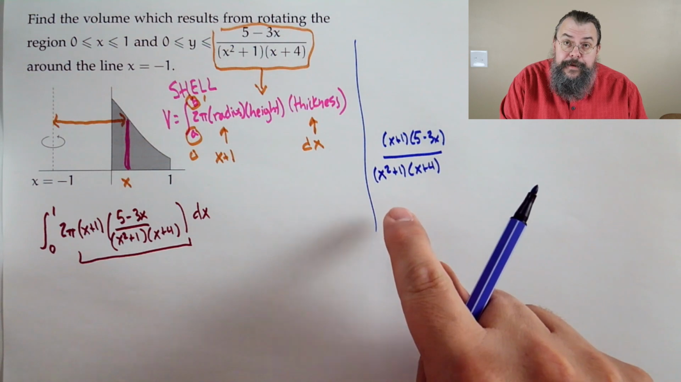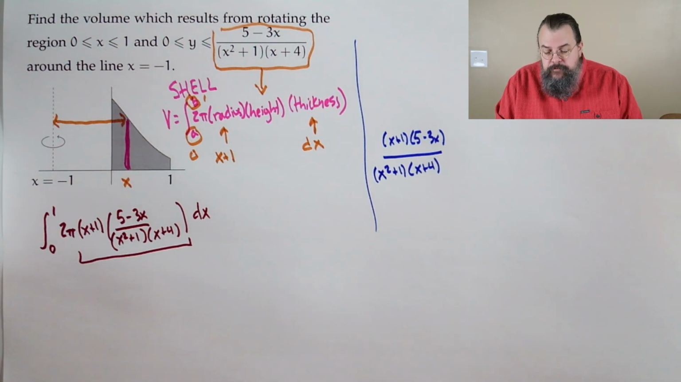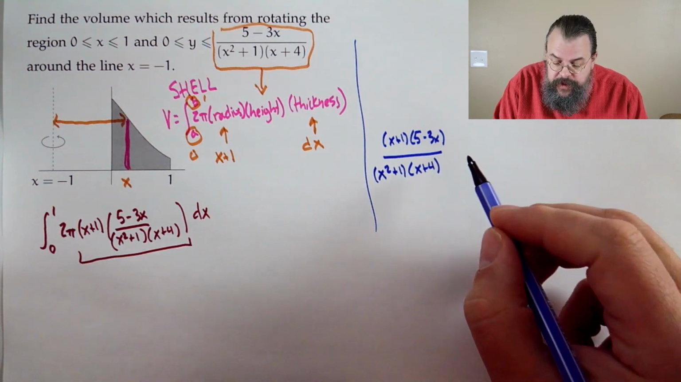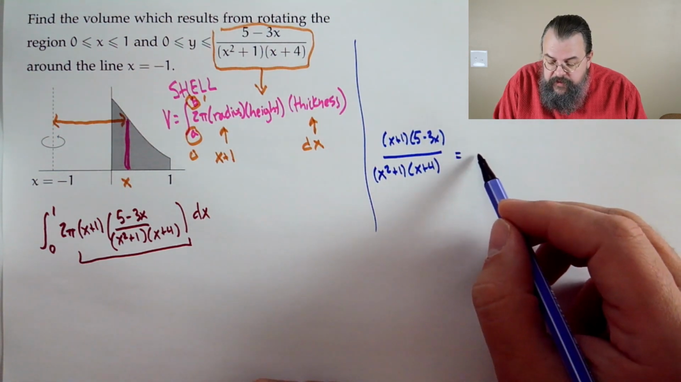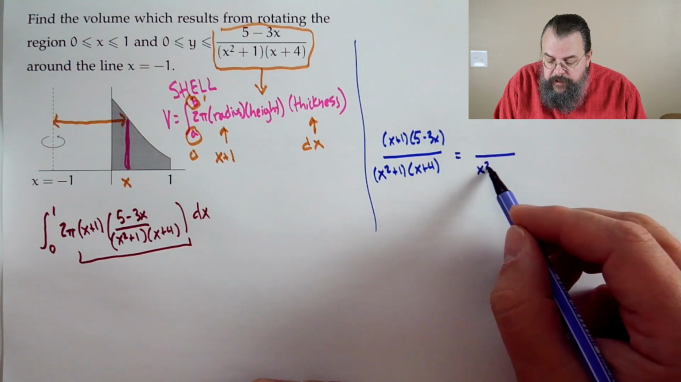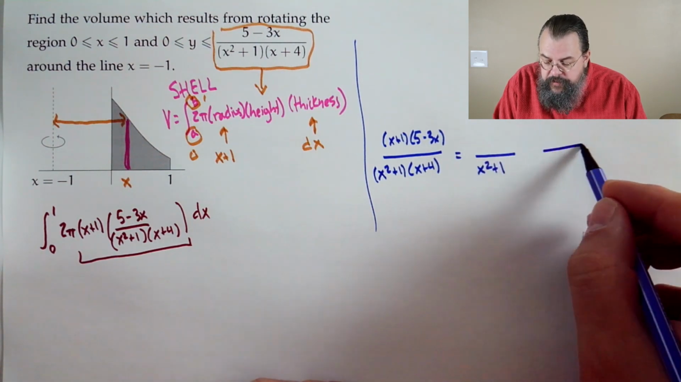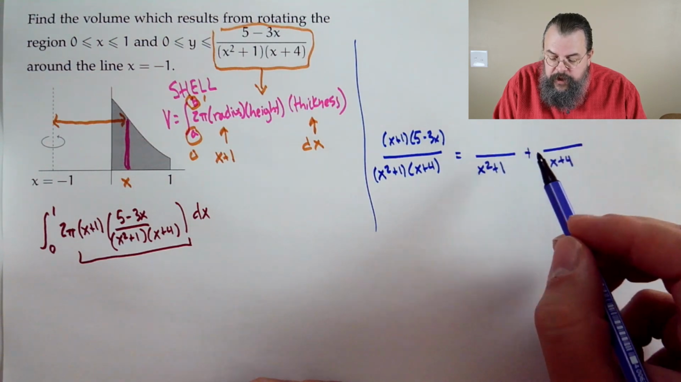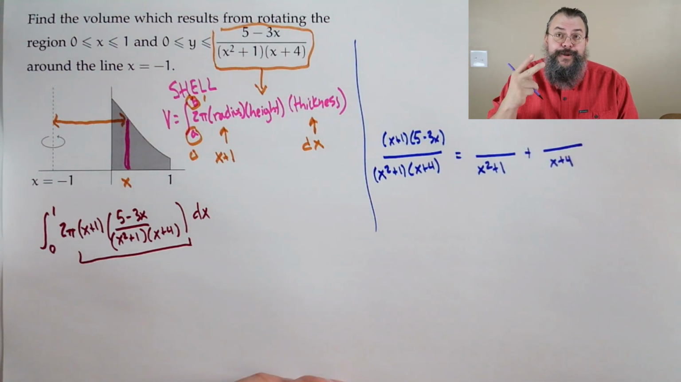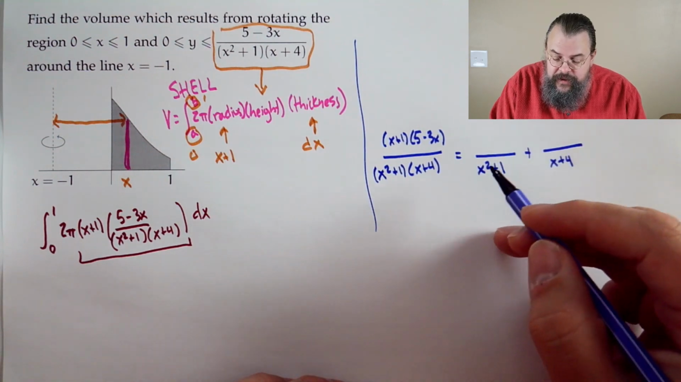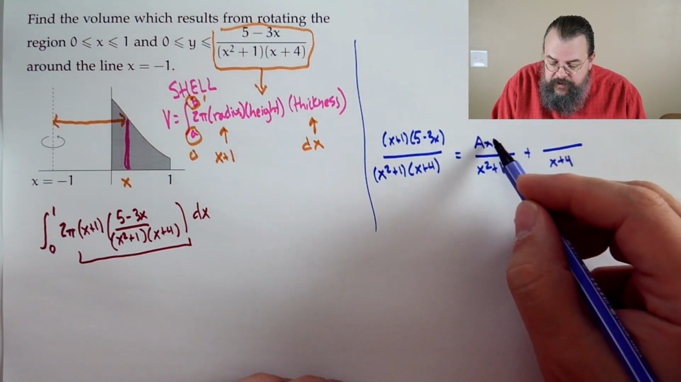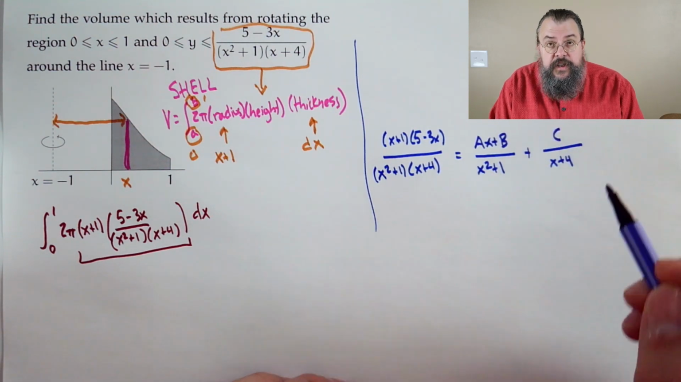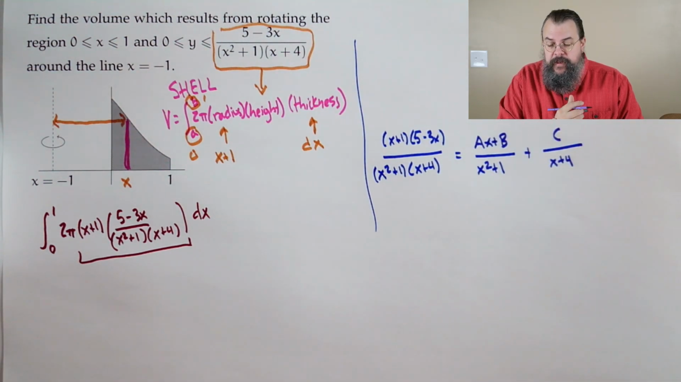Now, we have an irreducible quadratic. Okay, that's all right. We've done that before. So what are we going to end up with? Well, we're going to have something over x squared plus 1 and something over x plus 4. Now, for the irreducible quadratic, you have to have two terms. So ax plus b. For this term, just a single value, c.